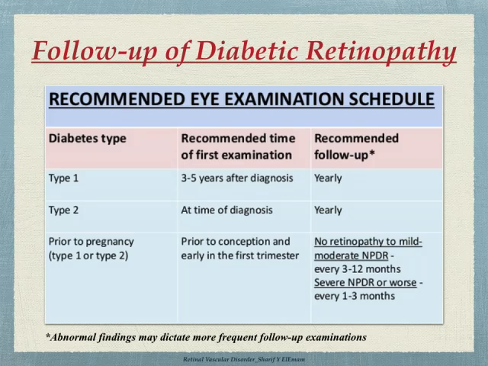And of course, if a patient with type 1 or type 2 diabetes is pregnant, she should be examined before conception, before she's trying to get pregnant, and early in the first trimester. If no changes can be seen in the fundus of this patient, then you can have an examination every 3 to 12 months. And if the patient has actual changes or even severe changes in the fundus, they should be examined maybe even every month or every 3 months.